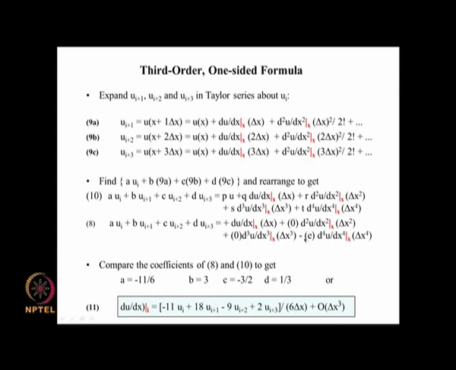It does not matter what the coefficient is, anyway this whole term is going to be neglected. So that will give us the third order approximation, and when we substitute these back into the original equation we can get ∂u/∂x at i here as minus 11 u_i plus 18 u_{i+1} minus 9 u_{i+2} plus 2 u_{i+3} divided by 6 delta x plus terms of the order of delta x cubed. So this is a third order one sided approximation for the first derivative at i, involving the value of u at i plus 1, i plus 2, i plus 3.